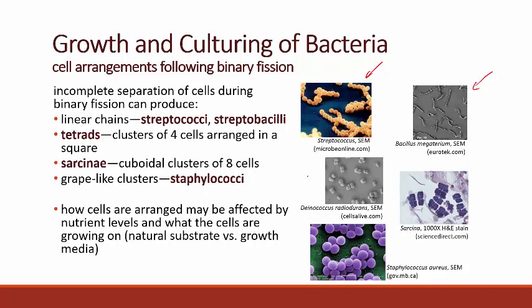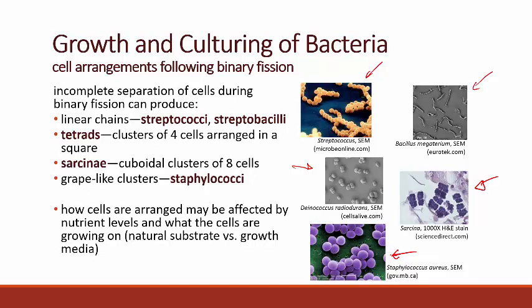Sometimes they form these tetrads where 4 cells are arranged together, sort of in a little square shape, like we see in Deinococcus. Or they might form sarcinae, where we get these cube-like clusters of 8 cells, like we see there in Sarcina. And then last of all, the grape-like clusters that we see in Staphylococcus. So that occurs when there's incomplete separation following binary fission.